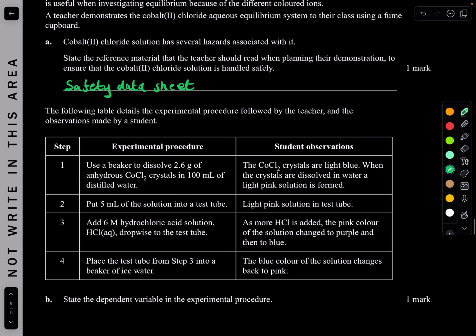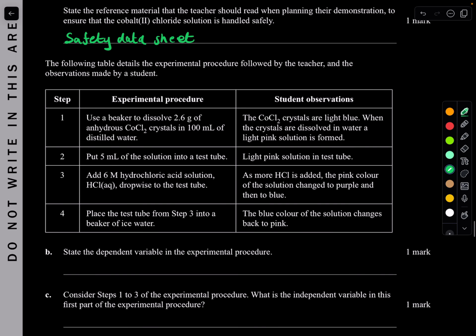The following table details the experimental procedure followed by the teacher and the observations made by a student. All right, let's have a look at this. Experimental procedure step 1: use a beaker to dissolve 2.6 grams of the anhydrous CoCl2 crystals in 100 milliliters of distilled water.